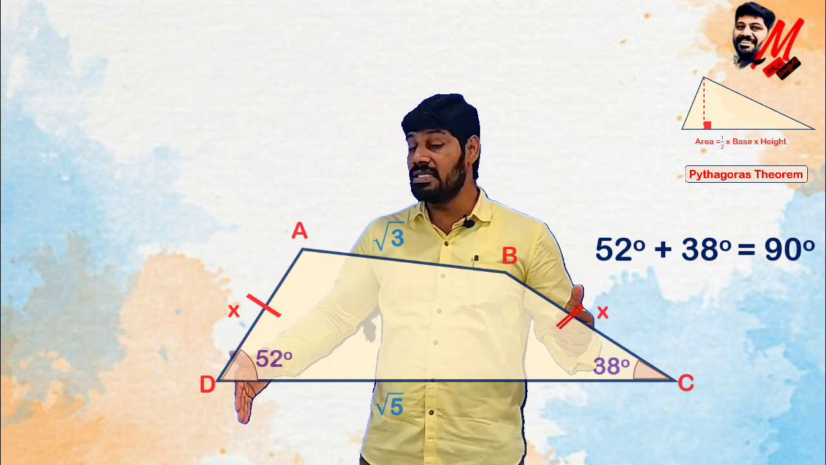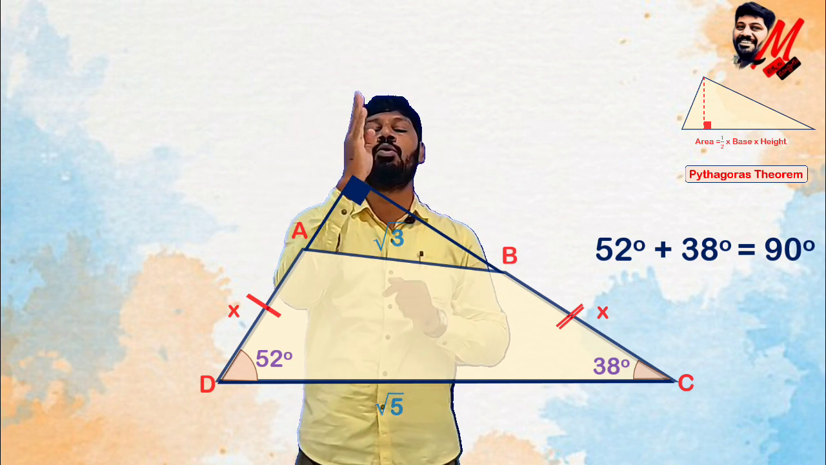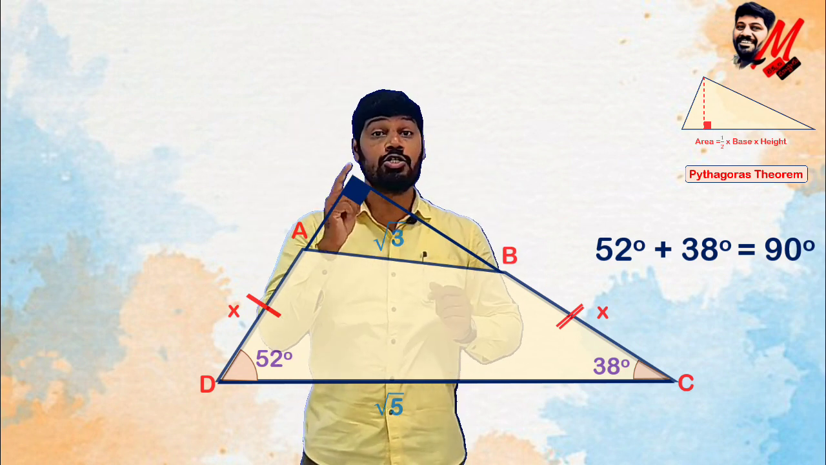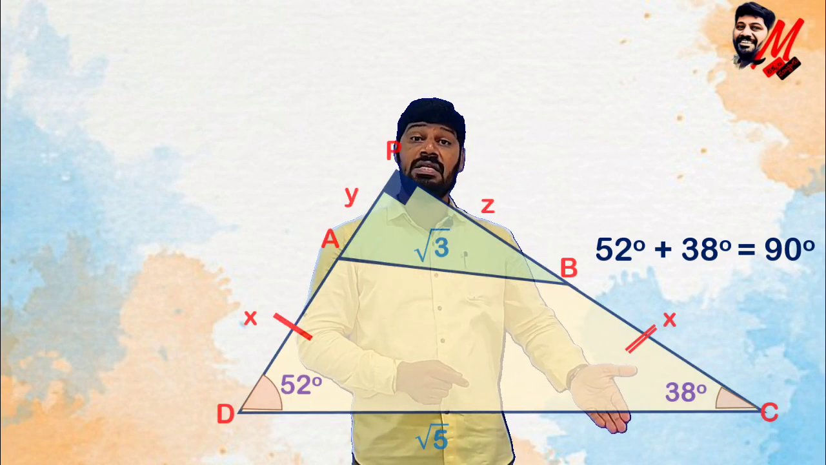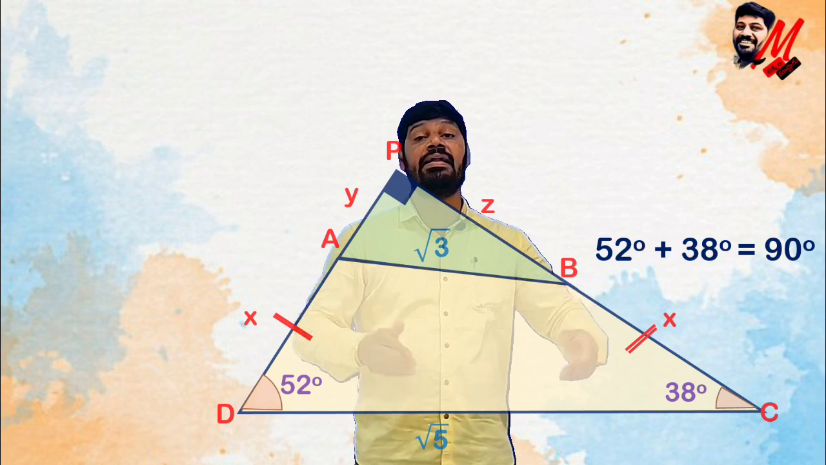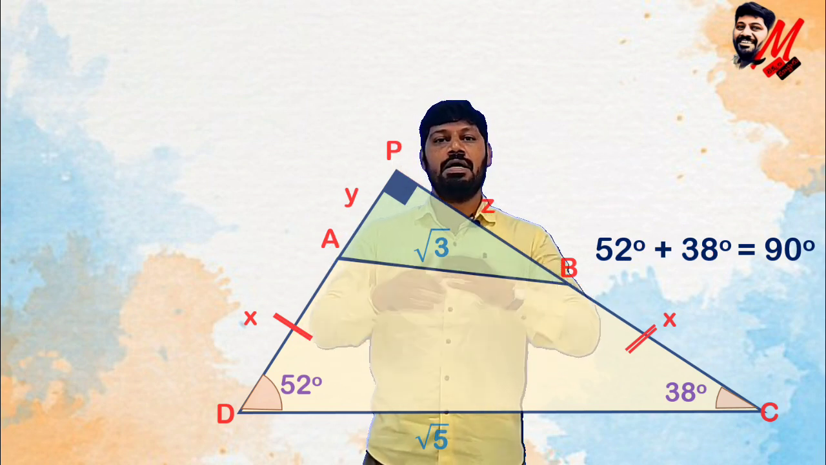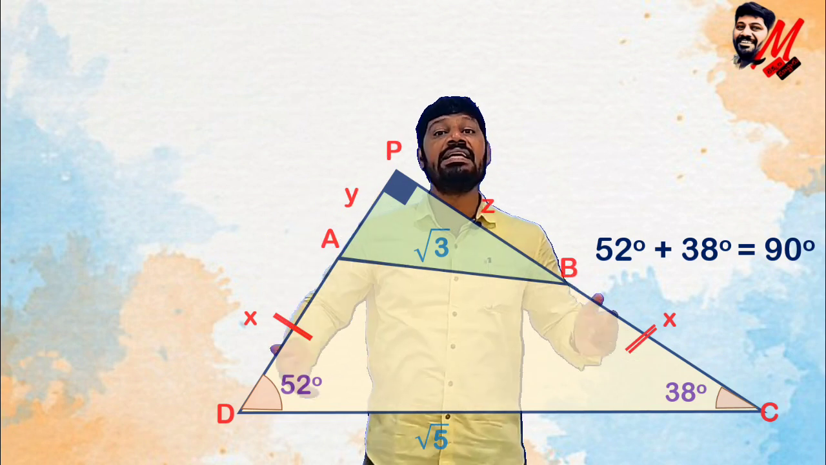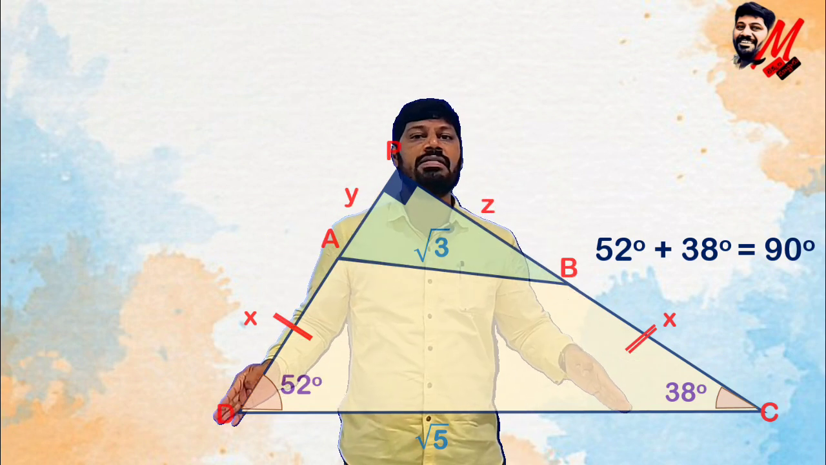What I am doing here is producing the sides DA and CB so that they meet at some point P. Now if you see the triangle PCD, angle C is 38 degrees and angle D is 52 degrees, whose sum is 90 degrees. Definitely angle P is going to be 90 degrees. Which means PCD is a right triangle. Now here this part is x, this part is x.